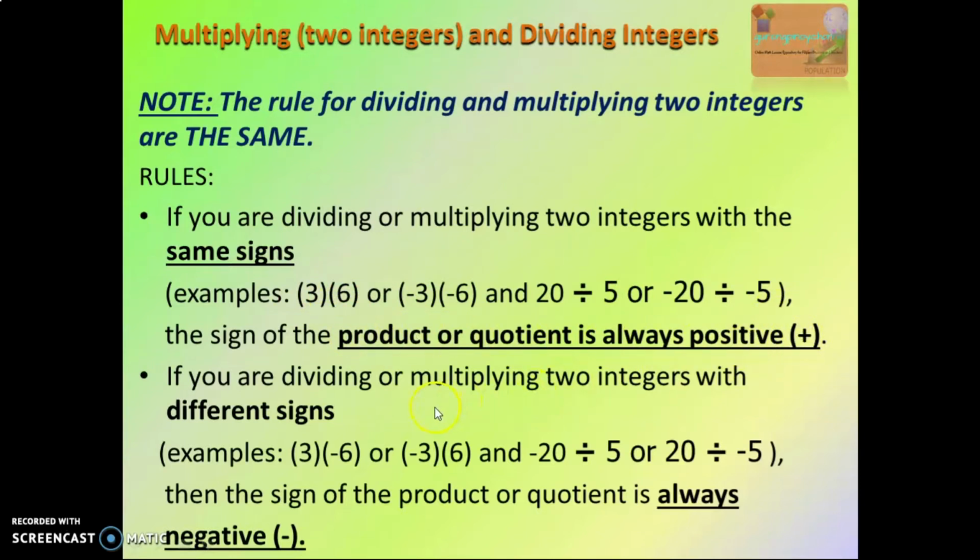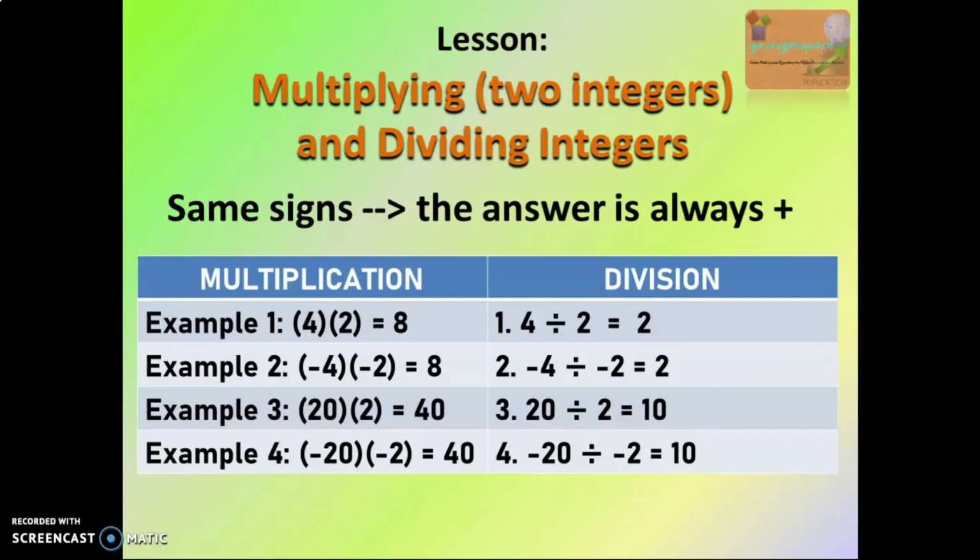And the other rule, if you are dividing or multiplying two integers with different signs, just like here in our examples, we have positive multiplied by negative or negative multiplied by positive, negative divided by positive, or positive divided by negative. So, magkaiba ng signs. The sign of the product or quotient is always negative. Okay, so those are our rules. Now, let's have some more concrete examples.